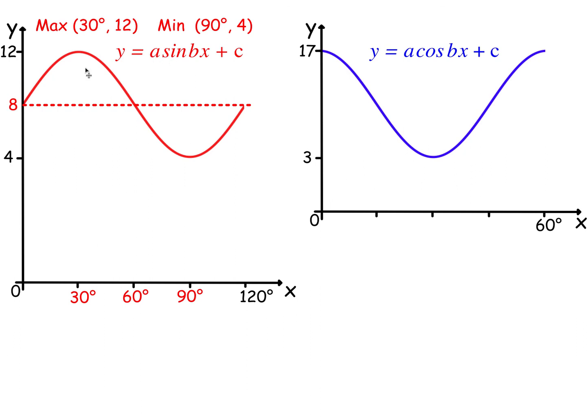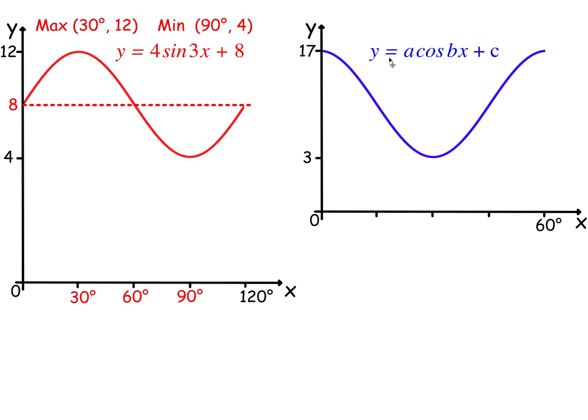And finally, a is from 8 to 12, which is 4 units. That amplitude is 4. It goes 4 above the dotted line and 4 below the dotted line. So a is 4. Filling that in, we get this. 3x, that was the period 120 degrees. The plus 8, that was this dotted line, 8 up. And the 4 was the fact it went 4 above the dotted line and 4 below the dotted line.